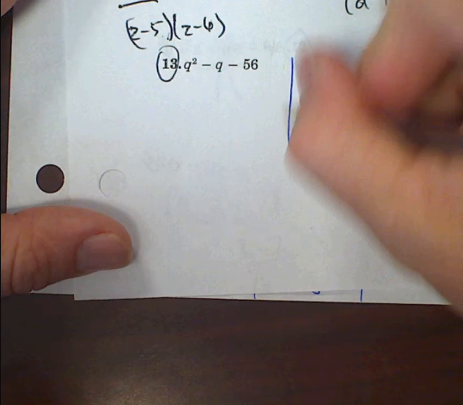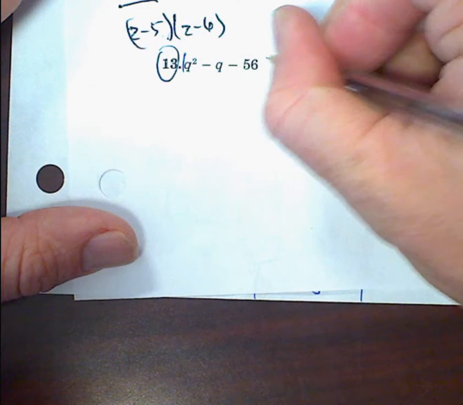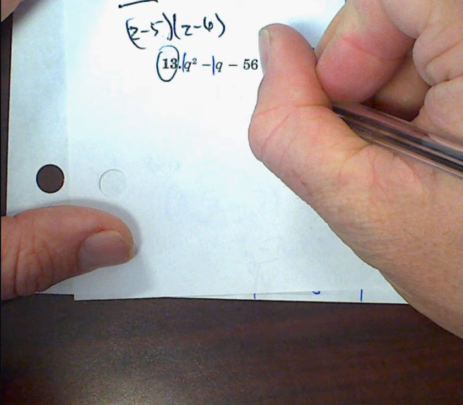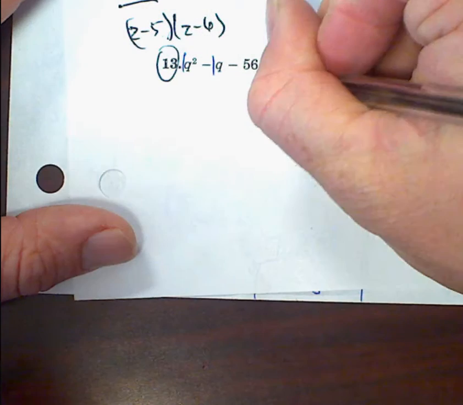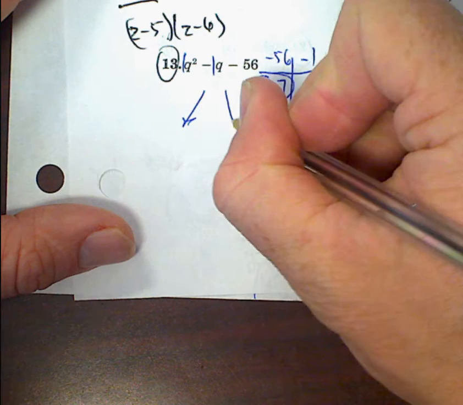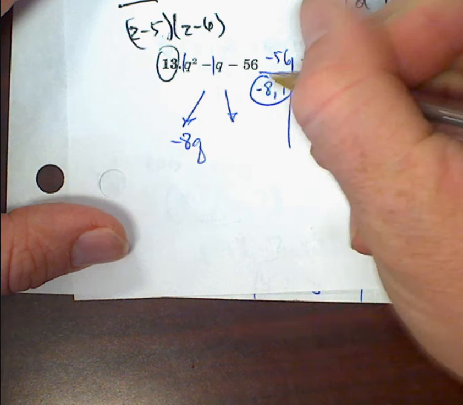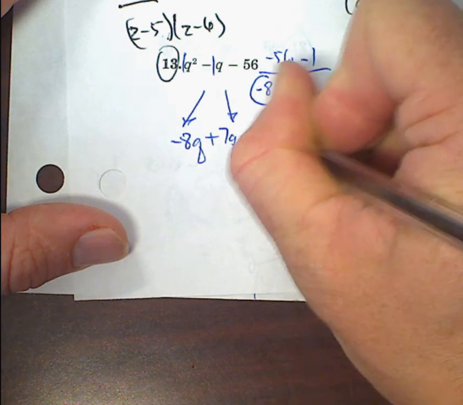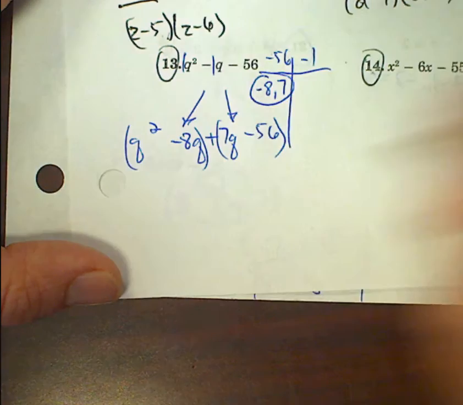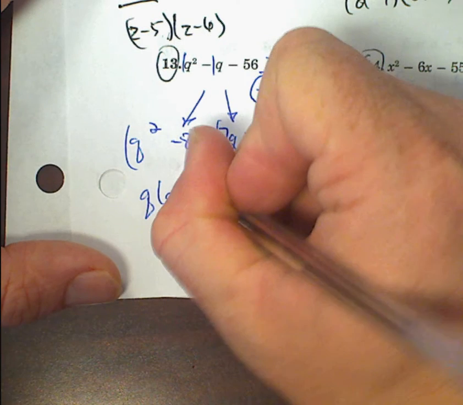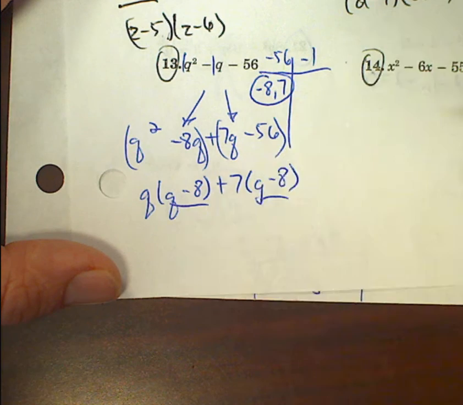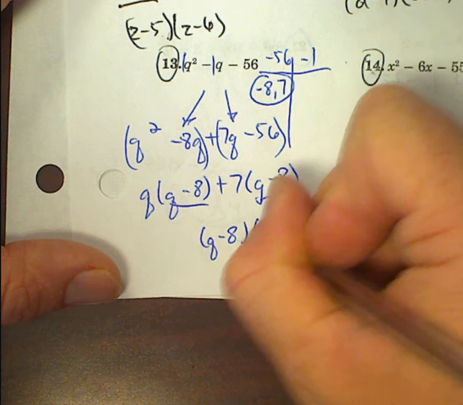Number 13. 1 times negative 56, middle term is negative 1. 8 times 7, the 8 has to be negative. That works. So I'm going to split this. Negative 8q plus 7q minus 56q squared. I can group. Take out a q, that's q minus 8. Take out a 7, that's q minus 8. These two match. Q minus 8, q plus 7.